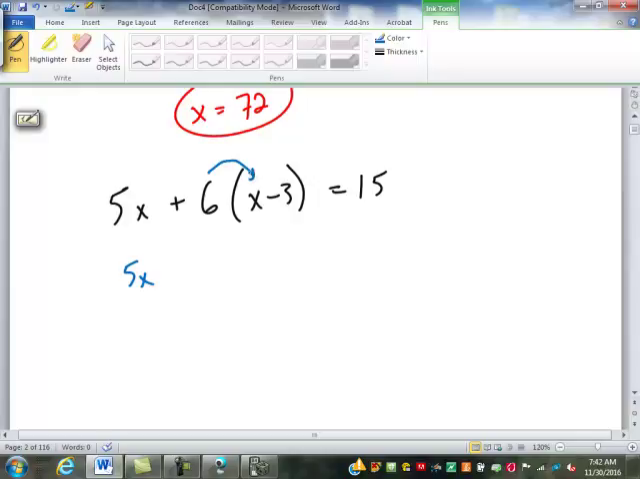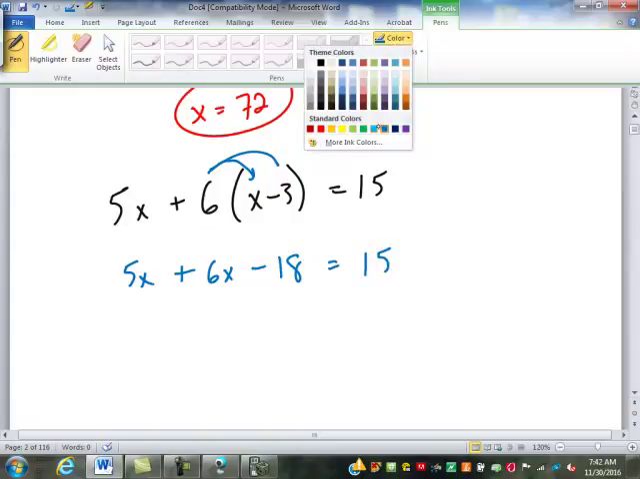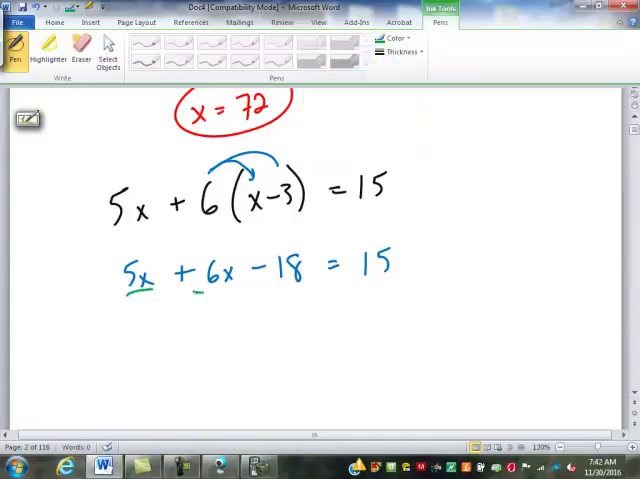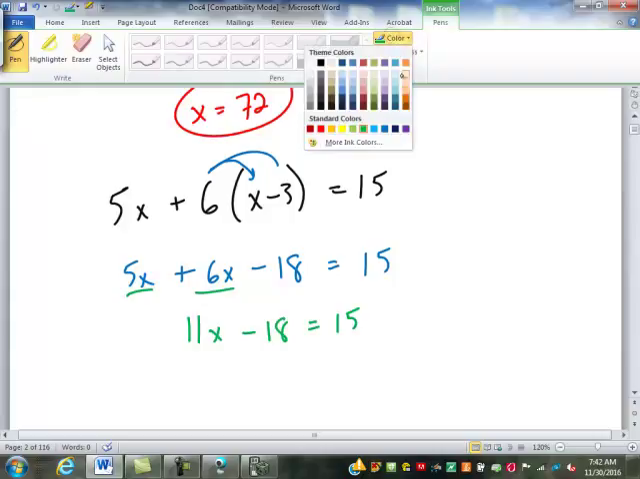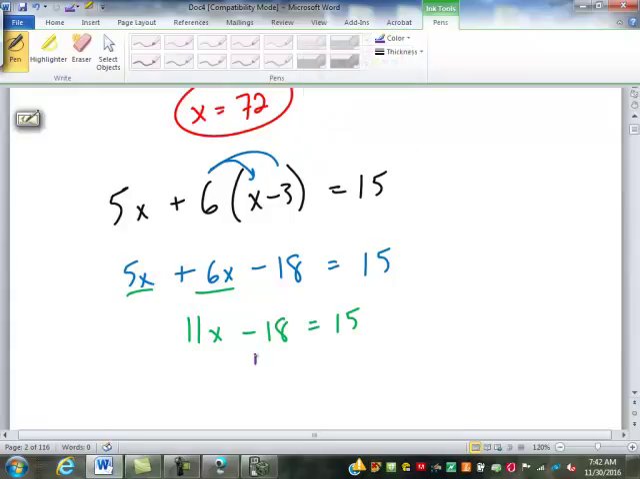6 times x would make 6x. That's positive 6x. 6 times -3, negative 18. Minus 18 equals 15, then what? 5 and 6 make 11x minus 18. Then we will add the 18, you're correct.